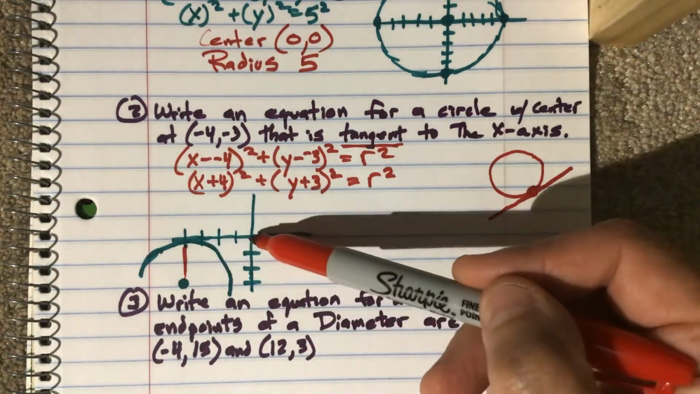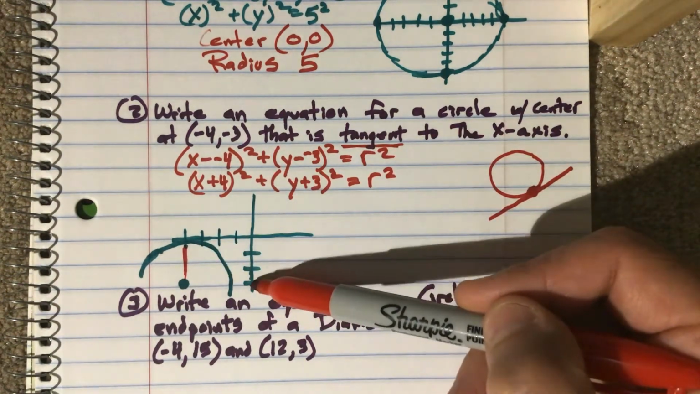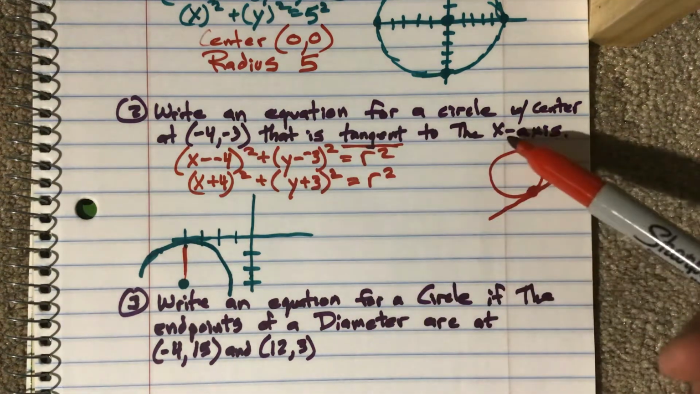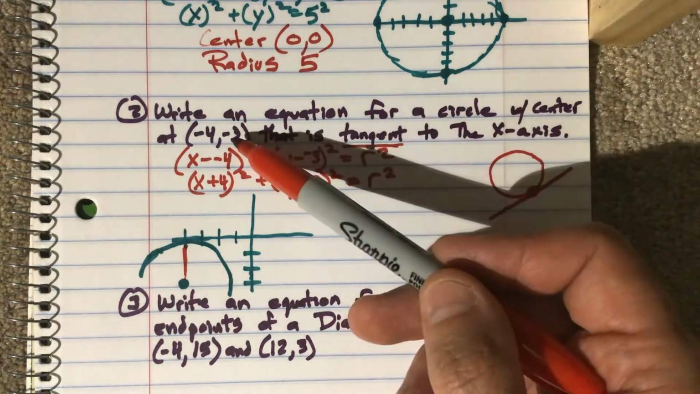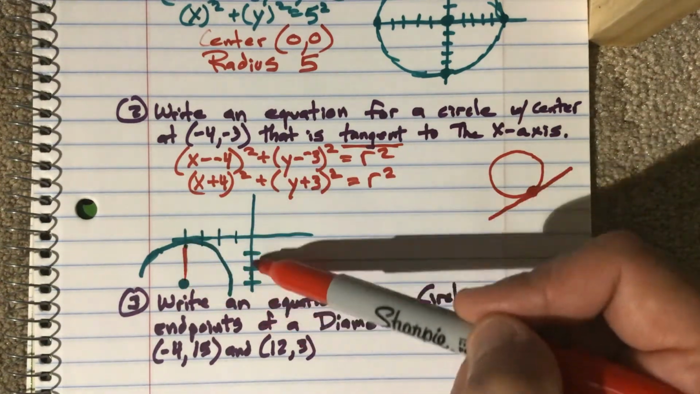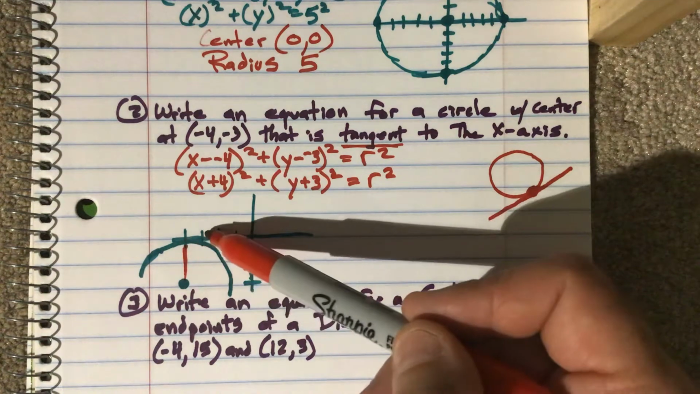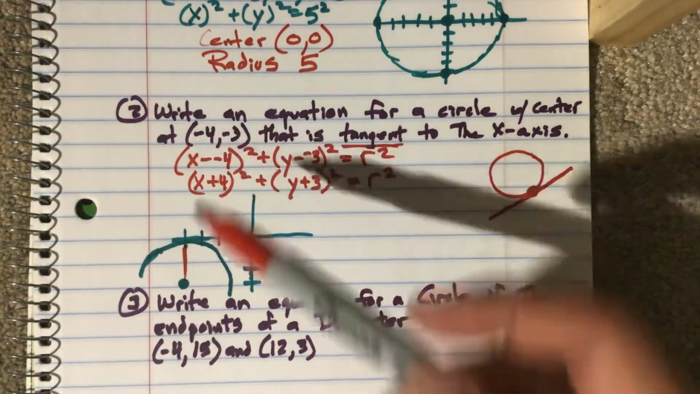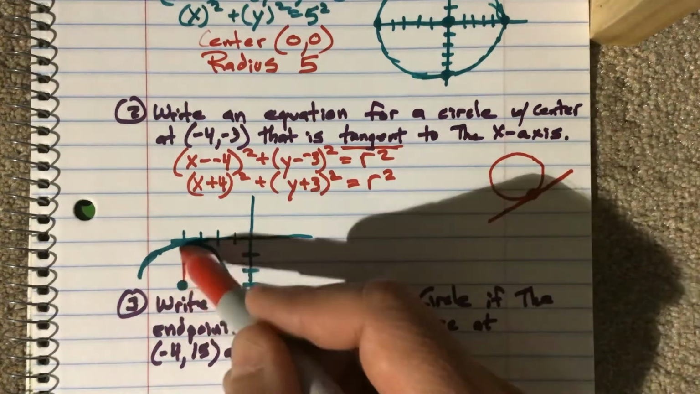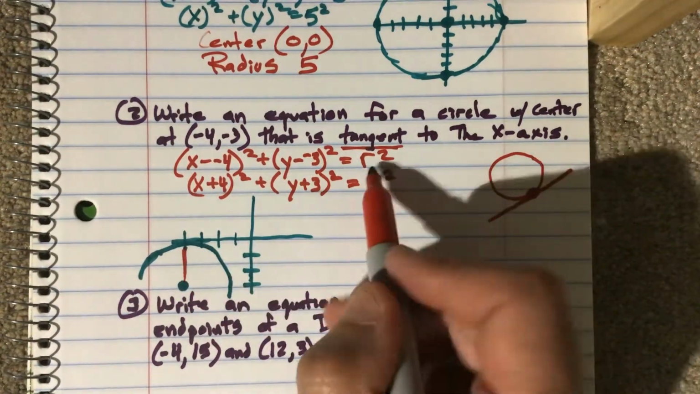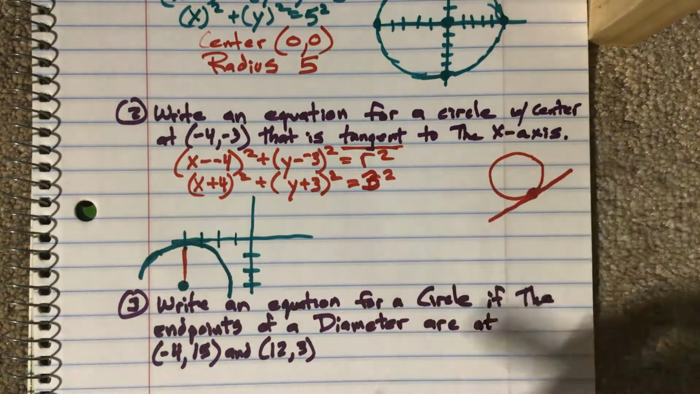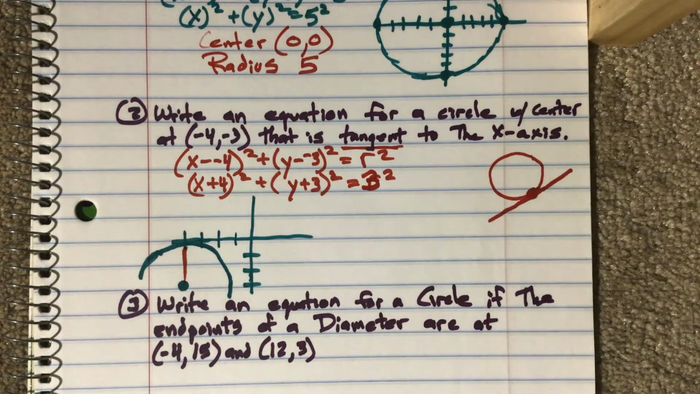And that line is 1, 2, 3. It's actually the y coordinate. When we say that it's tangent to the x-axis, we're looking at the y coordinate to get the radius right here. Had it been tangent to the y-axis, I would have counted over 1, 2, 3, 4, which is the x coordinate. So that's a little shortcut there. So I know that the radius is 3. So in place of this r right here, I can just put in a 3. So that's the equation of the circle.